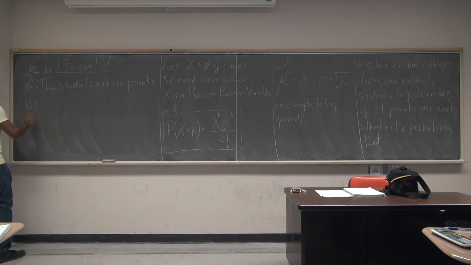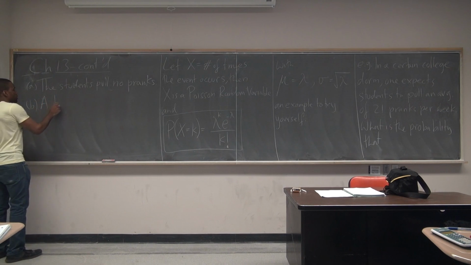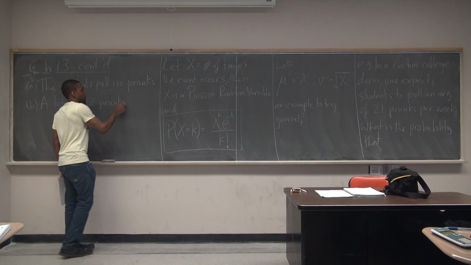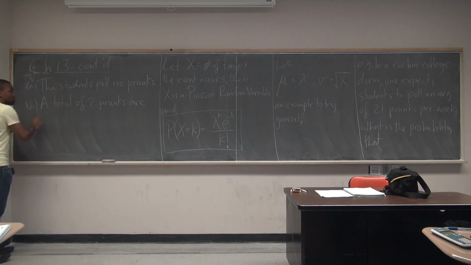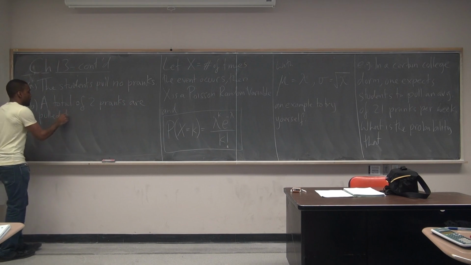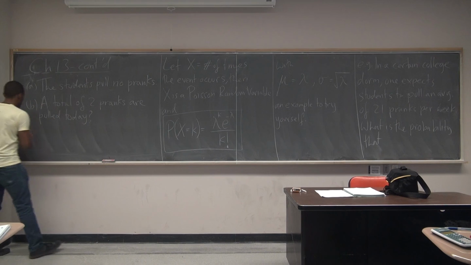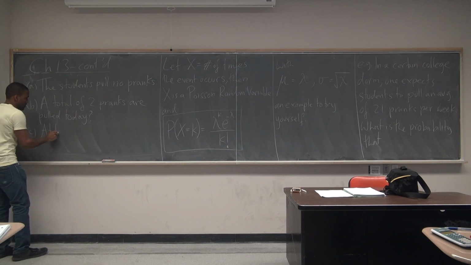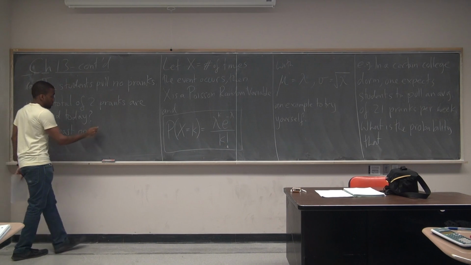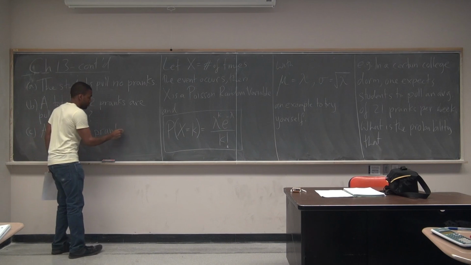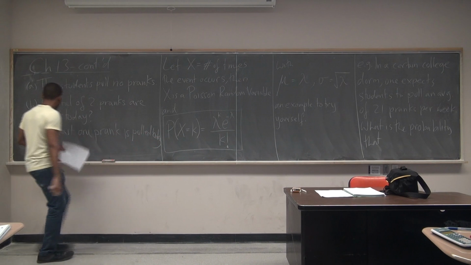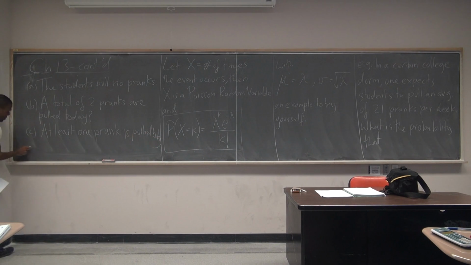So B. A total of 2 pranks are going to be pulled today. C. At least 1 prank is pulled today. Why is it today? Are you per week? That was on purpose. And D, less than 4 pranks are pulled today.